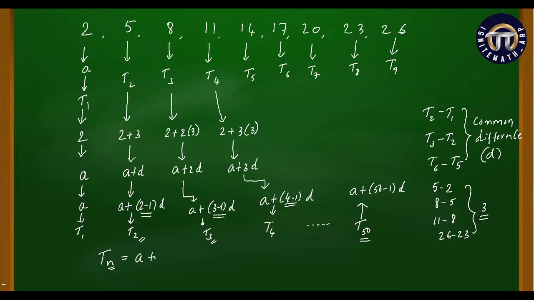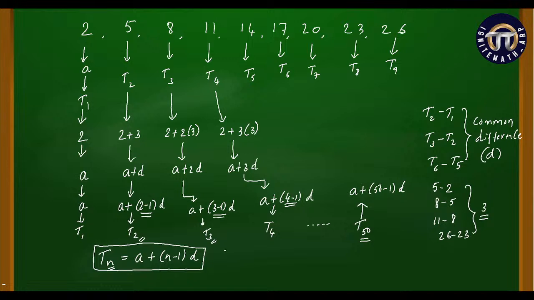So for the nth term, obviously it will be n minus 1 into D. So this is the formula that we actually use to find out the nth term of the arithmetic progression. Okay, so the formula Tn is equal to a plus n minus 1 into d can be used to find out the nth term of the arithmetic progression.